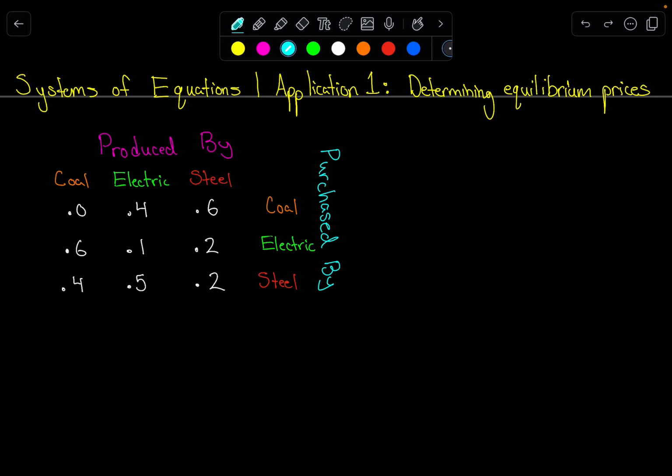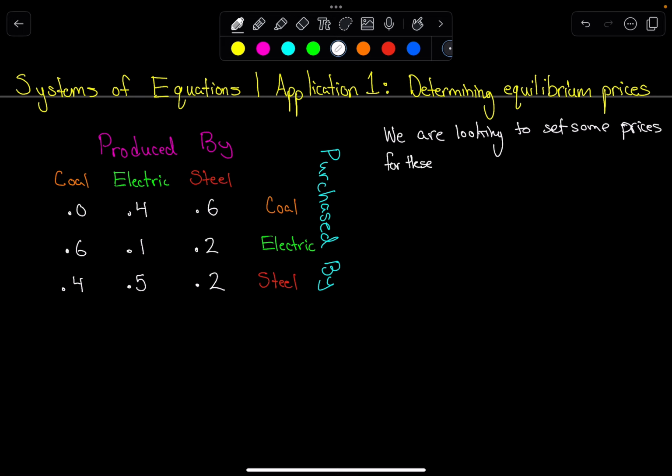Okay, so what that means is we are looking to set some prices for these goods. And the way that we might do that is we might say that there's a price for coal, a price for the electricity, and then a price for the steel product.